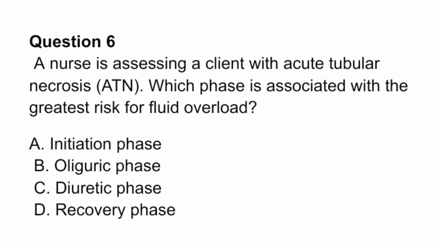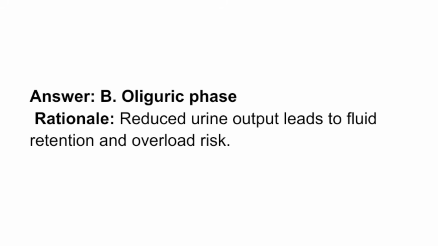Question 6. A nurse is assessing a client with acute tubular necrosis, ATN. Which phase is associated with the greatest risk for fluid overload? A. Initiation phase. B. Oliguric phase. C. Diuretic phase. D. Recovery phase. Answer. B. Oliguric phase. Rationale. Reduced urine output leads to fluid retention and overload risk.